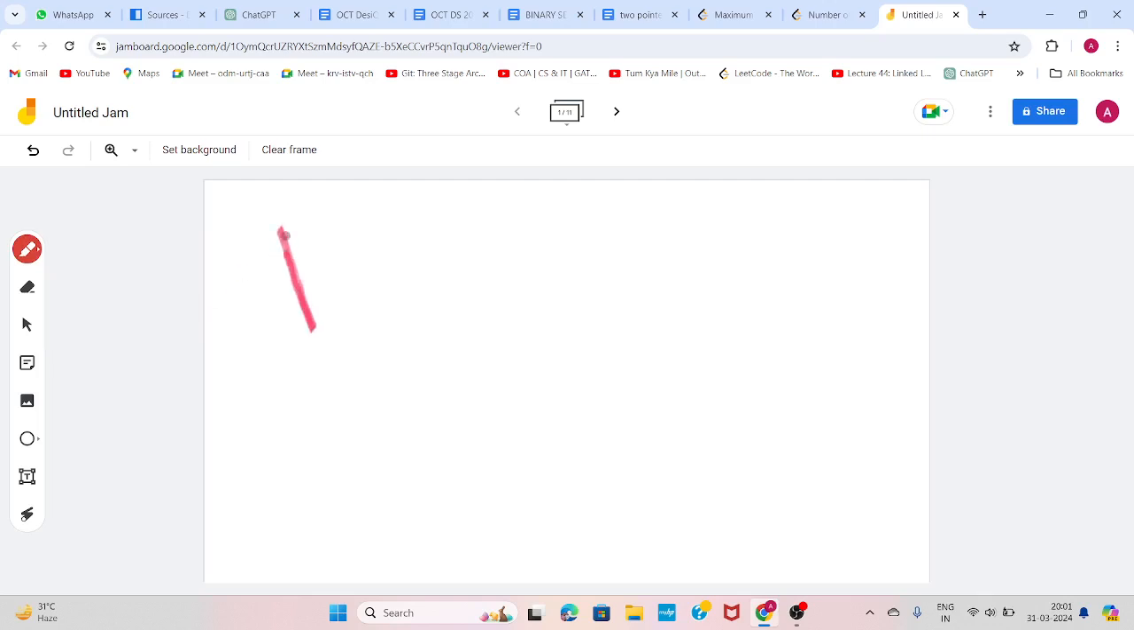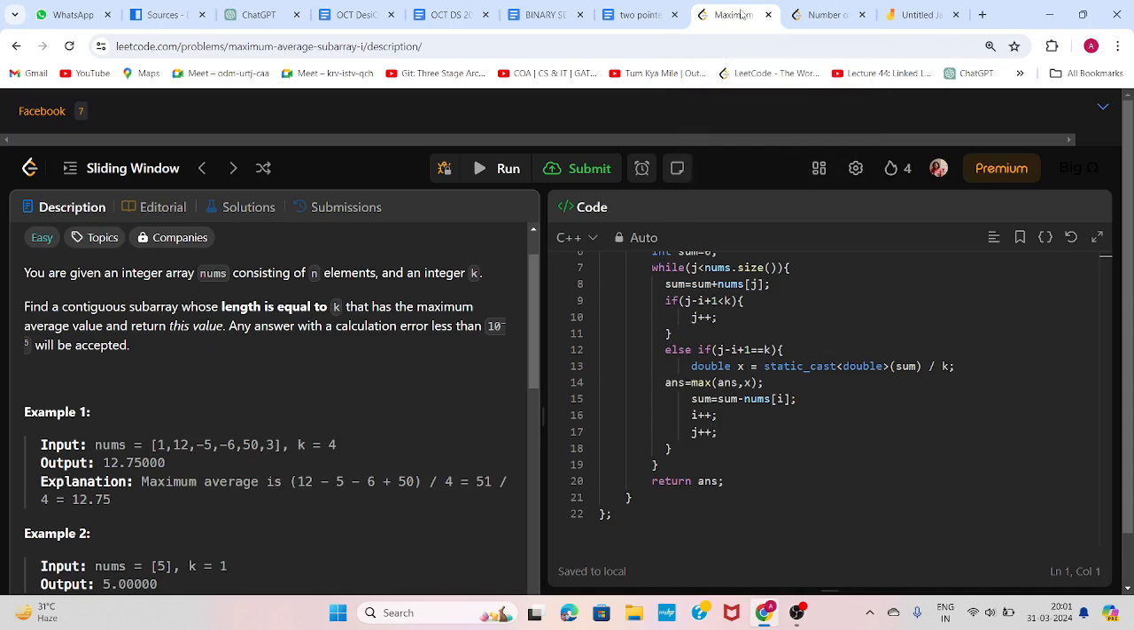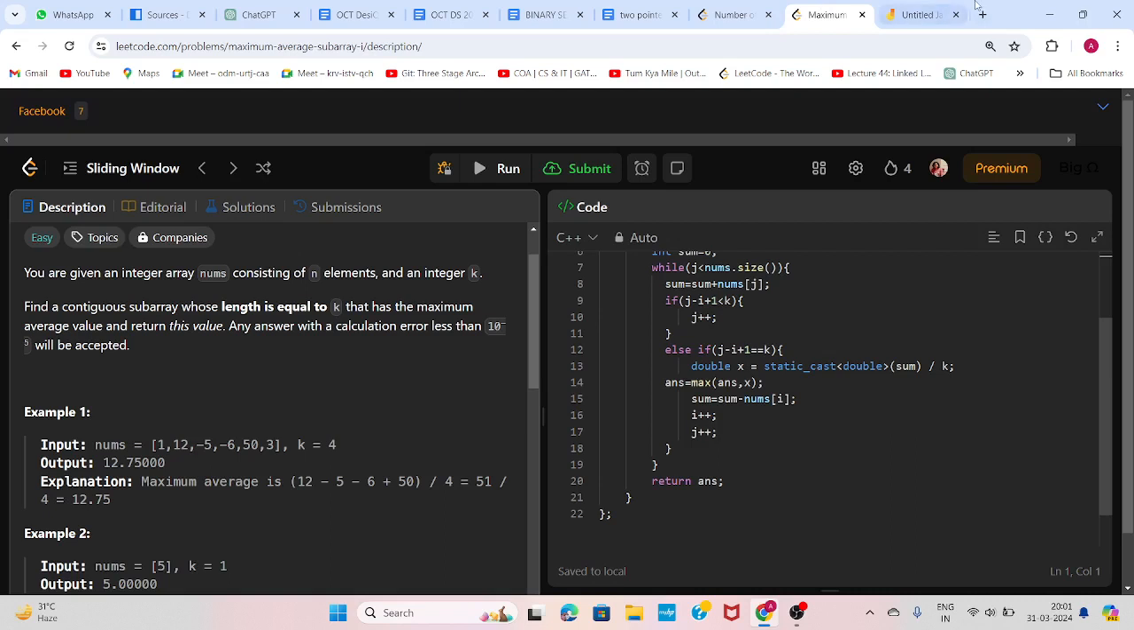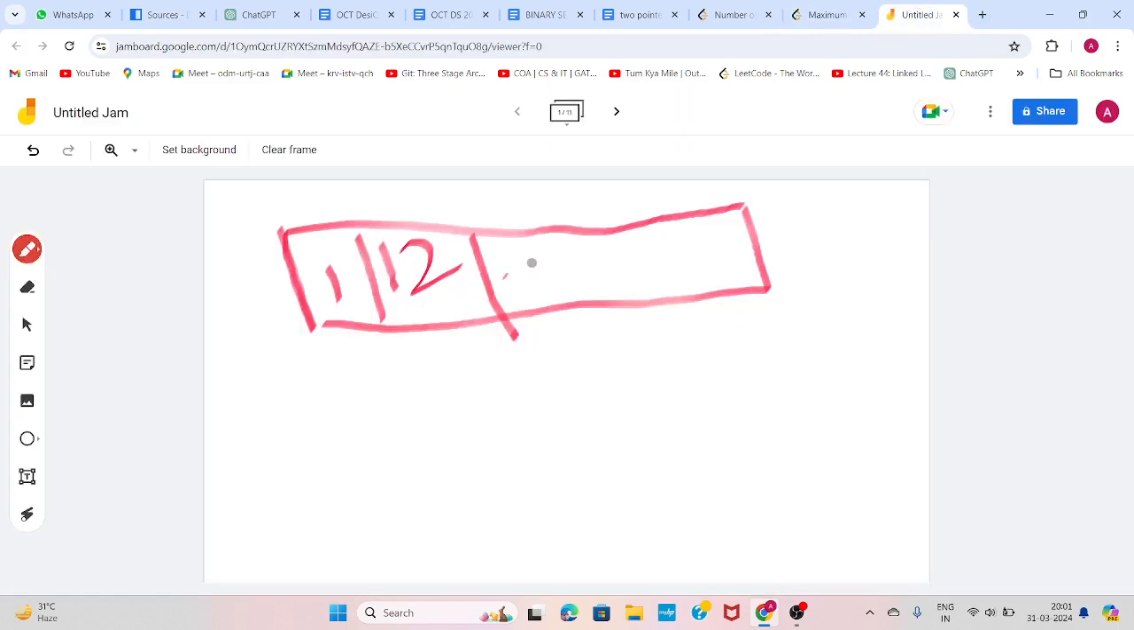We are given an array of length n. We have given 1, 12, -5, -6, 50, 3.